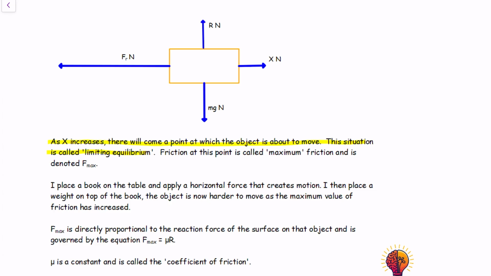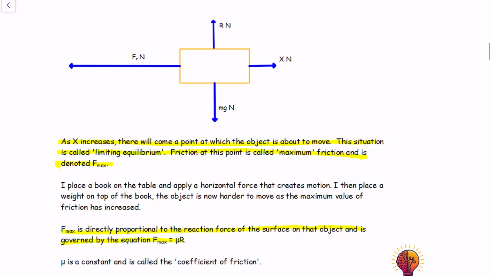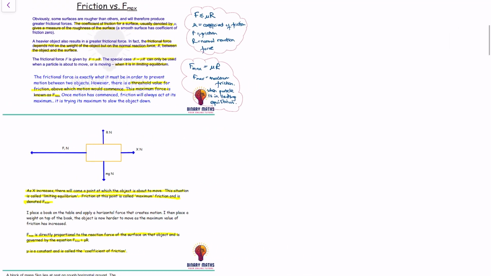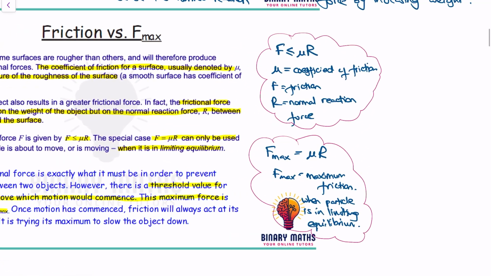I then place a weight on top of the book. The object is now harder to move as the maximum value of friction has increased. F max is directly proportional to the reaction force of the surface on the object and is governed by the equation F max is equal to mu times R. Mu is a constant and is called the coefficient of friction. So it's just reiterating what we just said before, which is the two equations here.